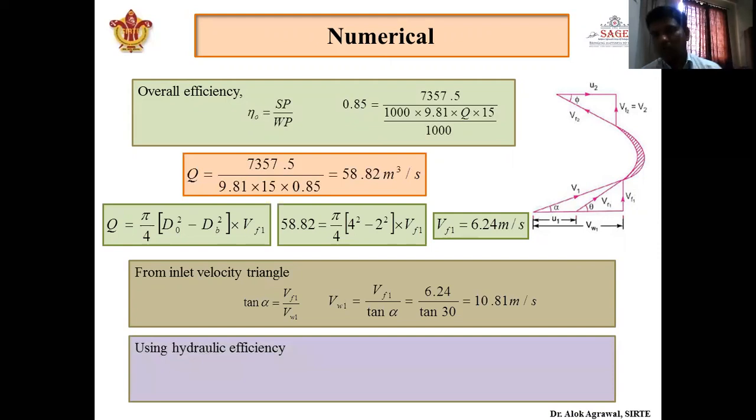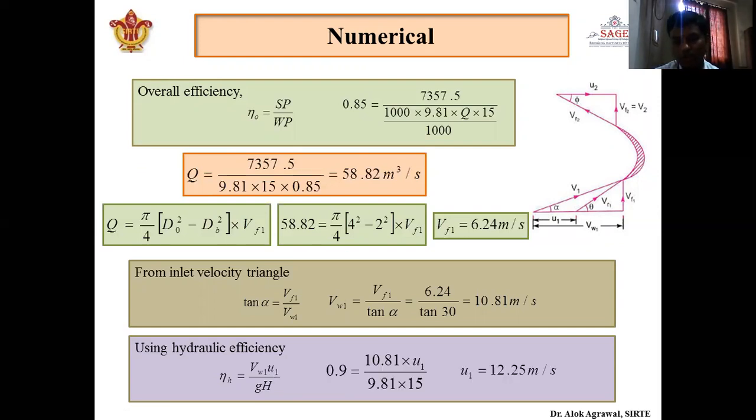Now using the formula of hydraulic efficiency in case of Kaplan turbine, which is Vw1 U1 by gH. So we know hydraulic efficiency, it is given in the question. Vw1 we have just calculated, 10.81. H is given, g we know. So from this we can calculate U1. This U1 is coming out to be 12.25 meter per second.